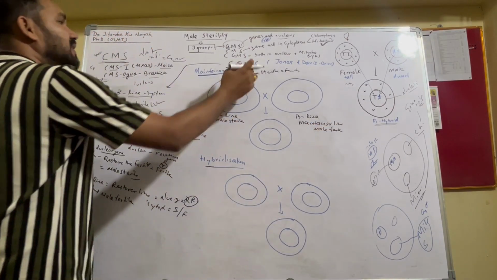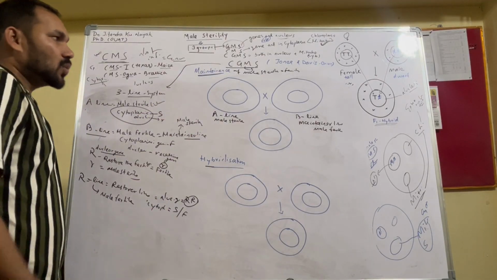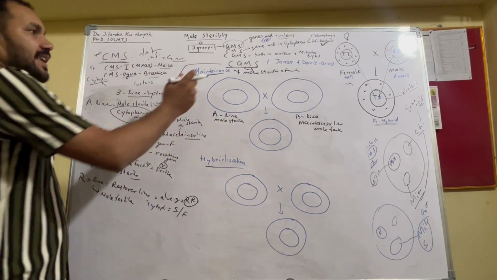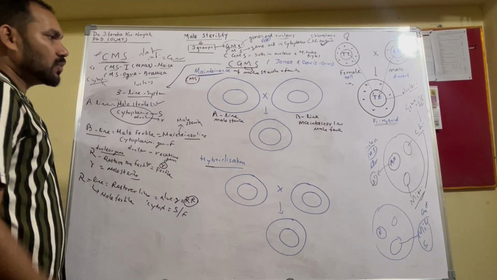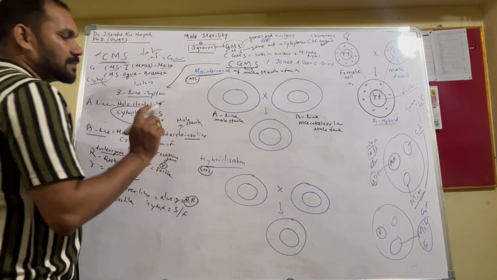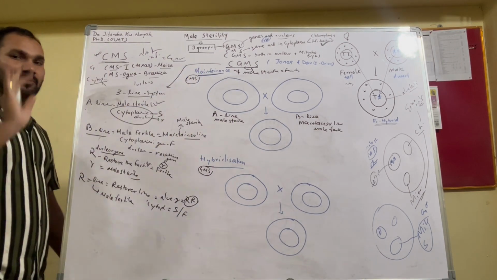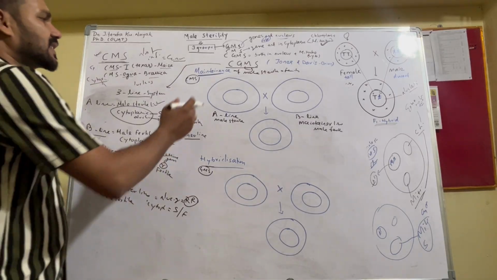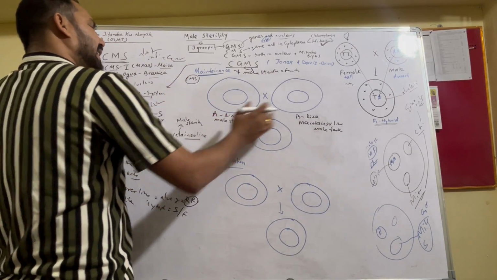So why are we going for cytoplasmic genetic male sterility? Because in maintenance, we are majorly following the CMS part. But during hybridization, we are following the GMS part. CMS means we mostly focus on the cytoplasmic gene. So in maintenance, we are crossing between the A line and the B line.